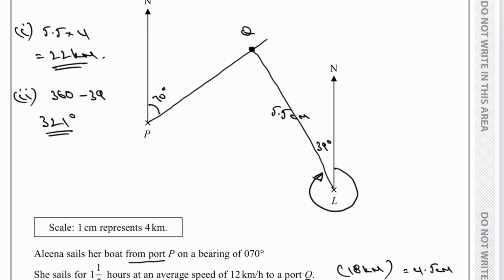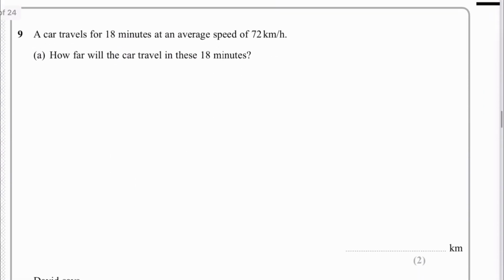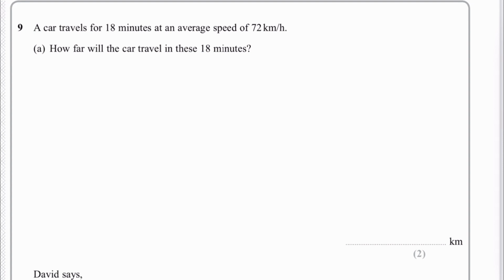Question number 9 is what they call compound measures. This particular one is: a car travels for 18 minutes at a speed of 72 kilometers per hour. How far does the car travel in those 18 minutes? Well, let's have a look at our formula.